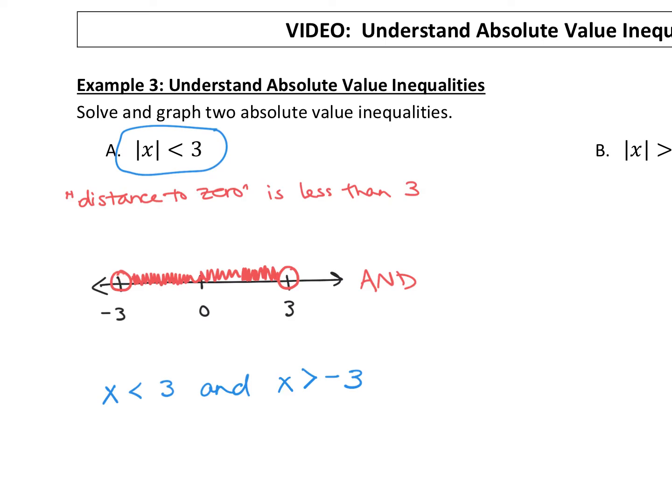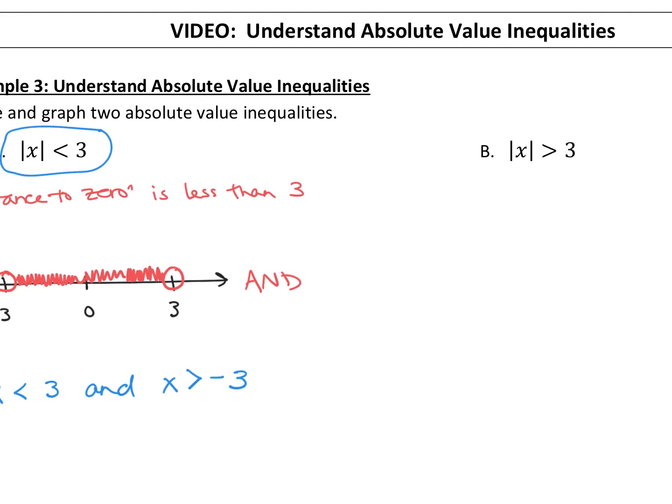Solve and graph, well, we solved it because x is alone. x is less than 3 and x is greater than negative 3. And we graphed it. We kind of graphed it first as we were explaining what this would look like. So an absolute value inequality turns into, when we solve it, a compound inequality, either with and or or. So let's take a look at example B.